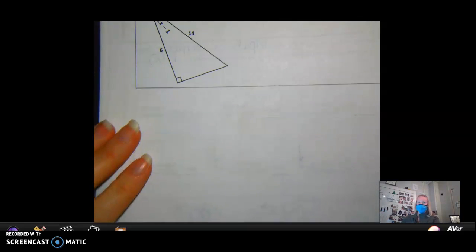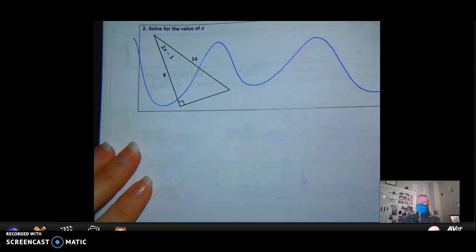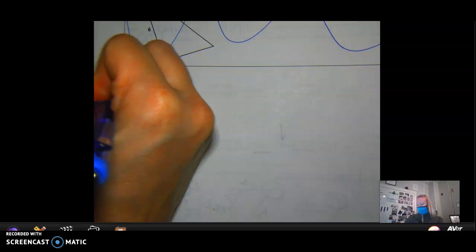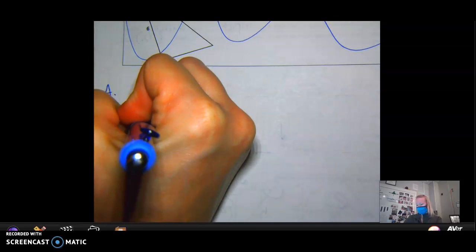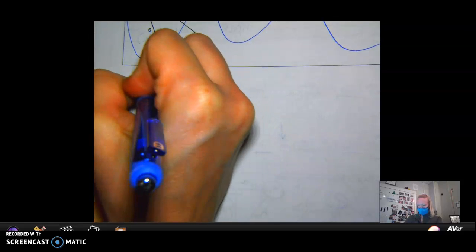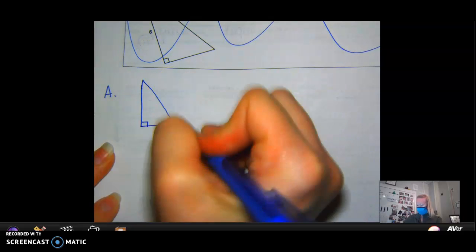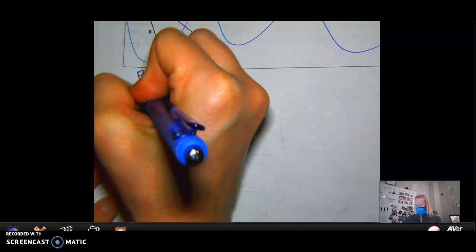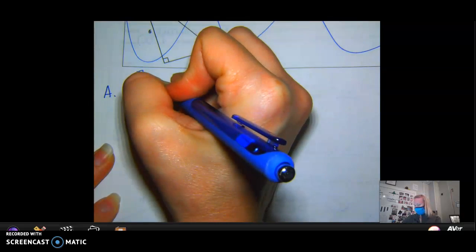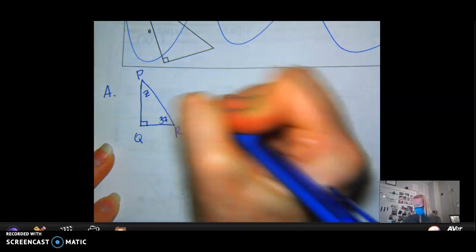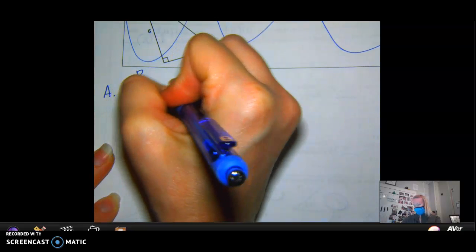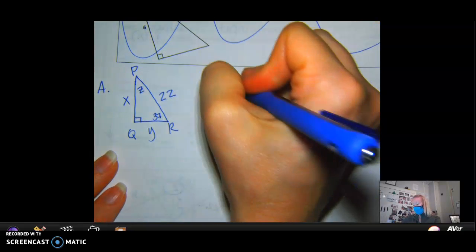Go ahead and cross through the top, and draw these out. A. And then B.